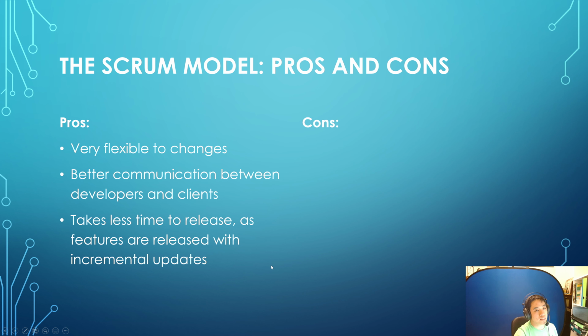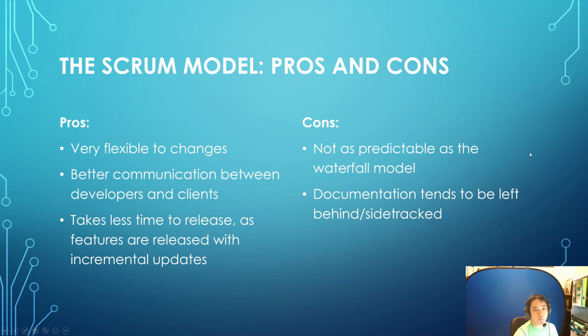However, in regards to the cons of the model, it's not as predictable as the waterfall model. So the structure may not be as clear, and the end goal may not be as clear. You may actually end up leaving behind documentation, or you may have sidetracked it. So as long as you actually update your documentation as often as possible, maybe this will be mitigated.